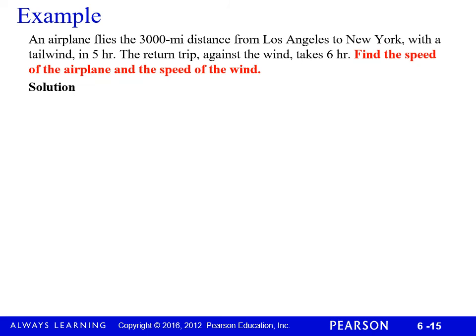All right, this is the problem that everyone hates, and that's why they hate math teachers as well. An airplane flies the 3,000-mile distance from LA to New York with the tailwind in 5 hours. This means the wind is pushing it. Okay. The return trip against the wind, that's a headwind, takes 6 hours. Find the speed of the airplane and the speed of the wind. Again, remember we want our variables to be the question, so we're looking for two speeds. We're looking for P, which is the speed of the plane, and W, which is the speed of the wind.